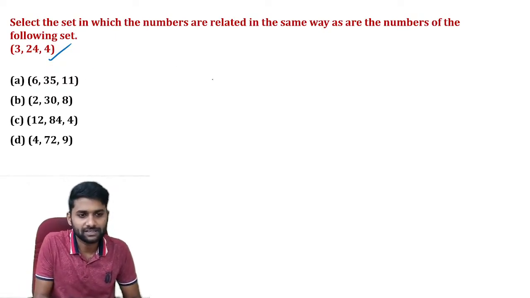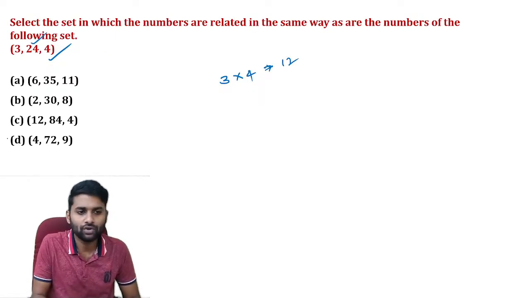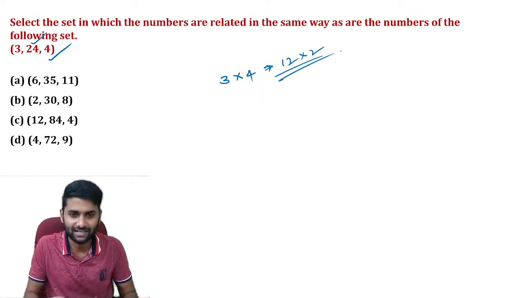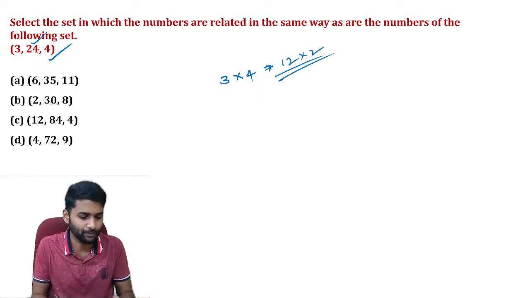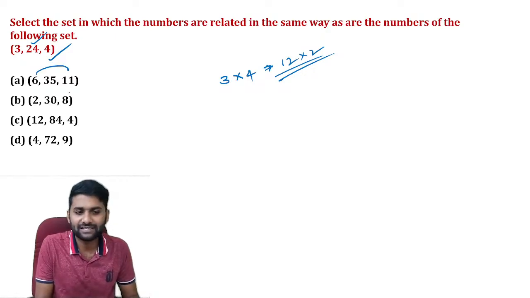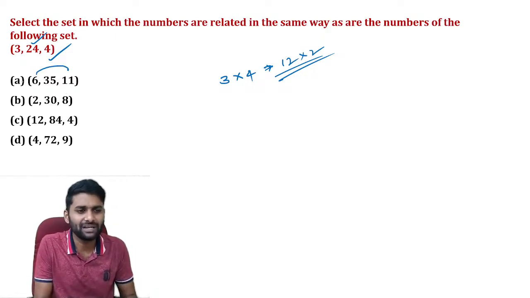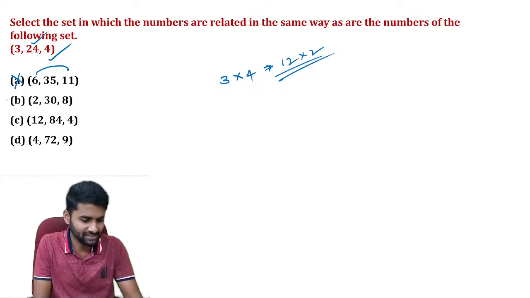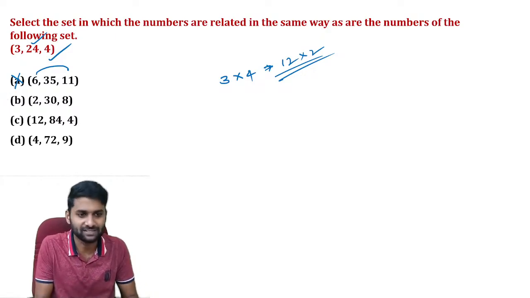Now see here the relation. The first number and third number, if you take the product, it becomes 12. And here the center number is 24. How will 12 become 24? You have to multiply, either double that resultant. If you double that resultant, it becomes 24. Go through the options. 6 into 11 is 66. If you double it, definitely it is more than 35. It's 132. That's why it is not a suitable answer.